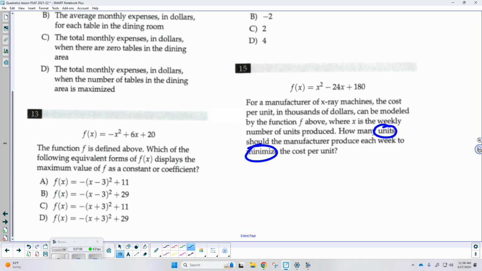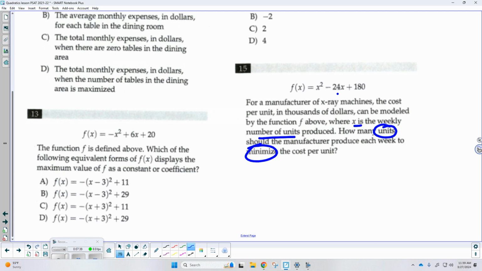So what we have here, remember this particular function, the cost per unit in thousands of dollars can be modeled above, where x is the number of units. So when we're talking about this right here, all I need is the x value of the vertex. Now, there's a lot of different ways you could do this. I could go ahead and complete the square and put it in vertex form, but I think that's a lot more work. Does anybody remember that little expression that will immediately give me the x value of your vertex?